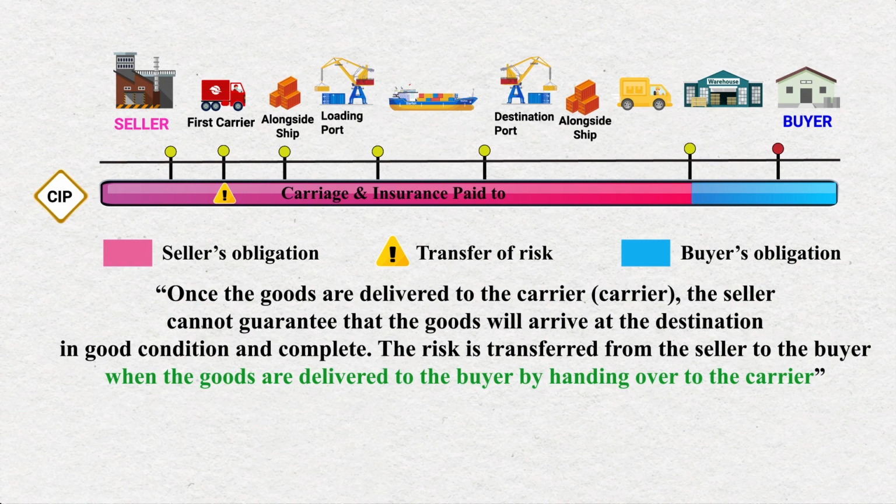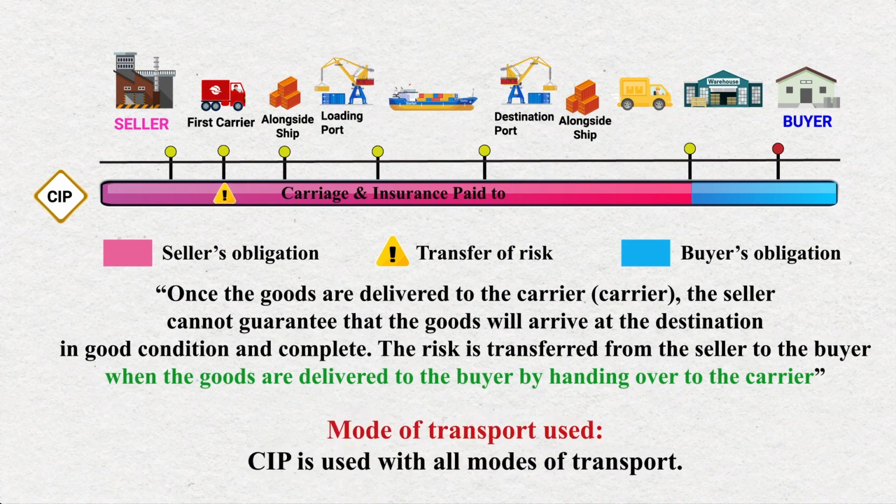Once the goods are delivered to the carrier, the seller cannot guarantee that the goods will arrive at the destination in good condition and complete. The risk is transferred from the seller to the buyer when the goods are delivered to the buyer by handing over to the carrier. CIP is used with all modes of transport.